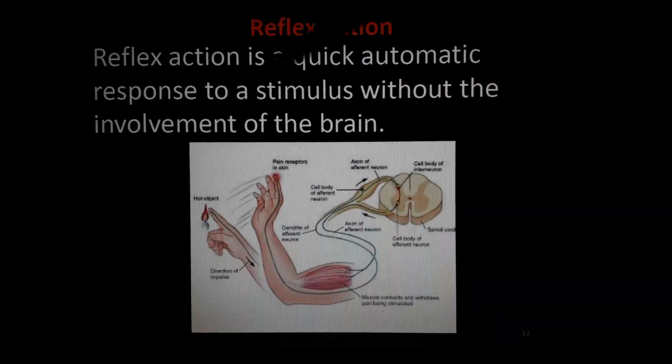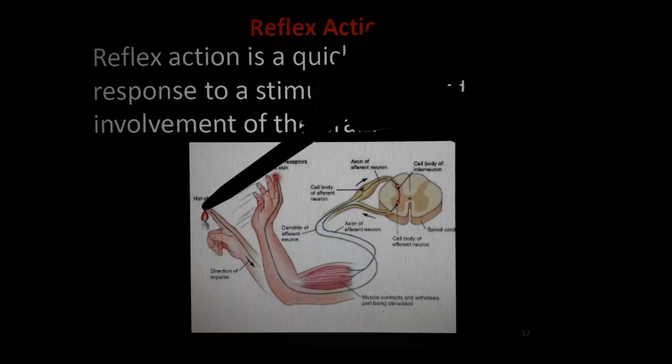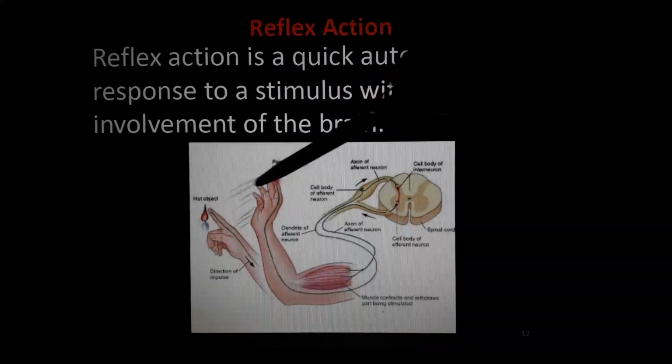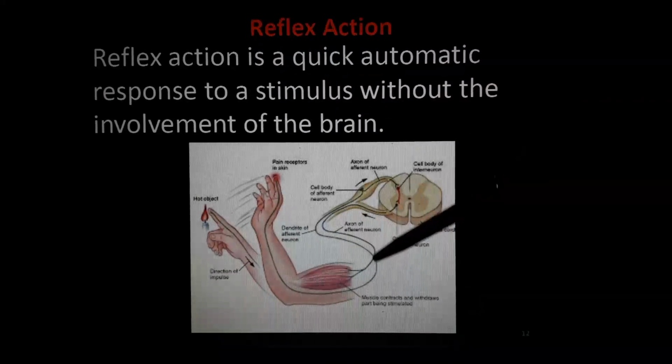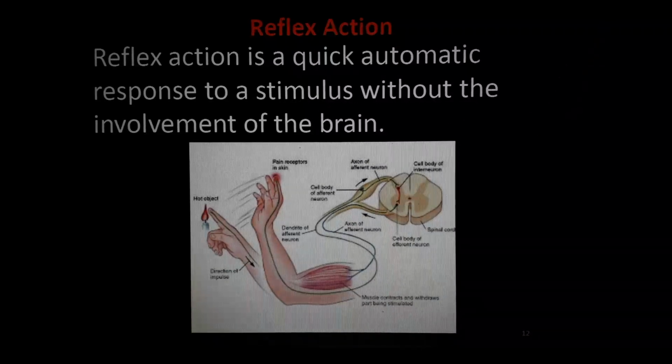Okay, and during reflex action, the neuron which takes the signals from the sensory organ to the spinal cord, one signal is given to the brain also, and from the brain, motor neurons are there which take back the signals. Okay, this is happening during reflex action. Understand? This thing happens during reflex action. Understand what is reflex action?